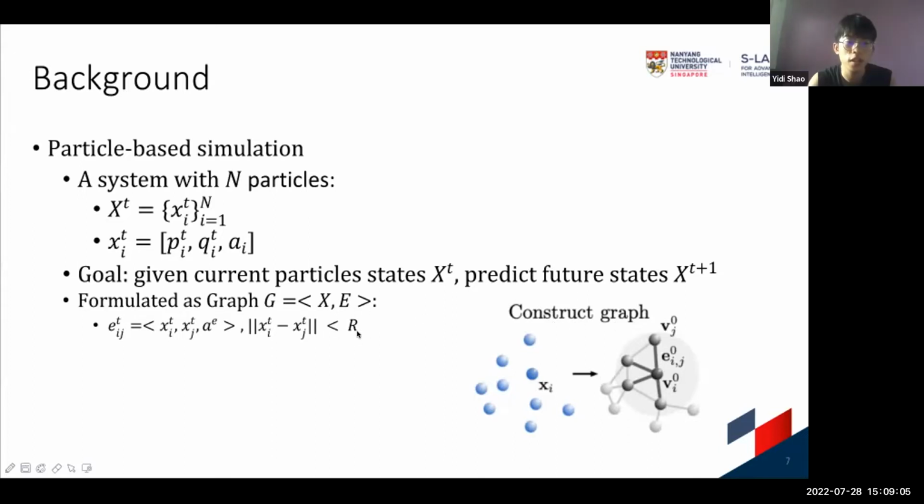So R here is a hyperparameter. So as we can see in the right picture, for particle VI here, we draw a circle with radius R, and the particles within this circle are regarded as the neighbors and linked to VI with edges. And we build this graph for each time step separately, since the neighbors will change at different time steps.